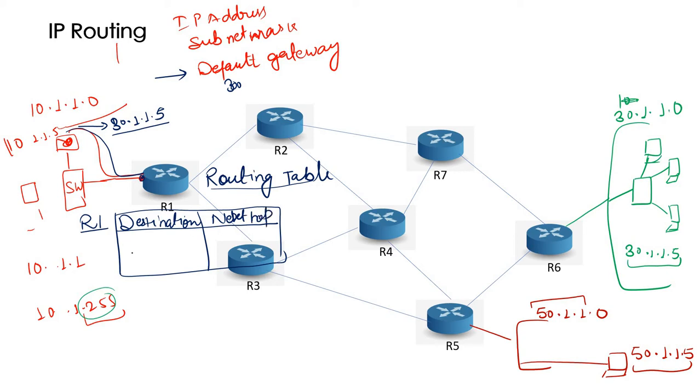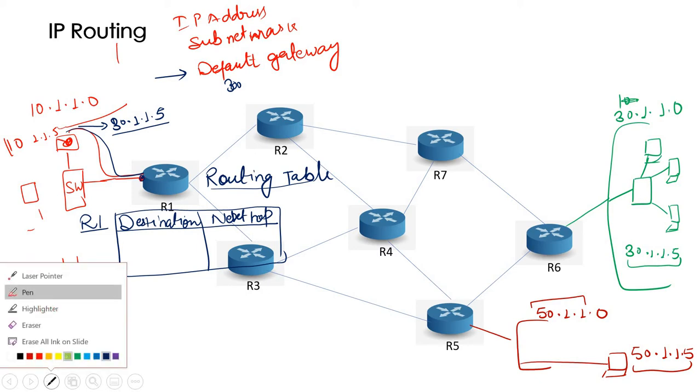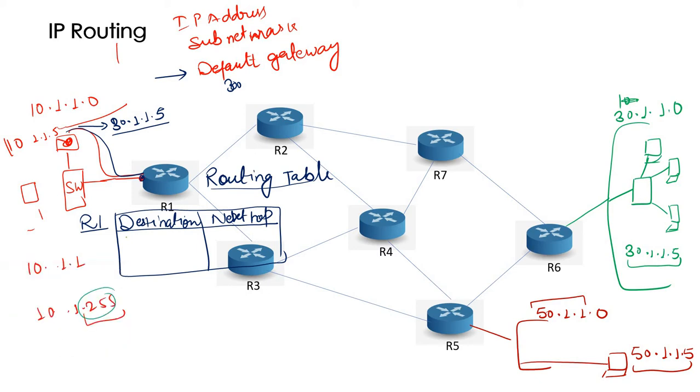or we can say towards which router. So suppose we have one entry here. Let's say we have one entry here, 30.1.1 something, whatever. Then next hop: if a packet comes to router 1 with this prefix 30.1.1, then please send it to R2, because R2 is connected to 30.1.1.5.